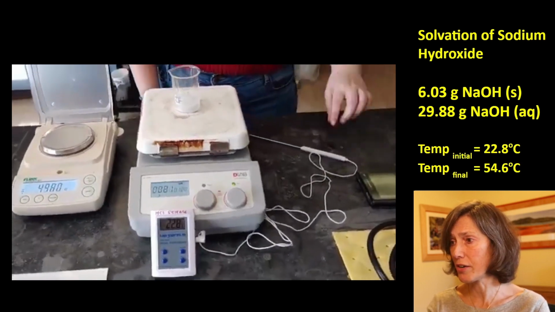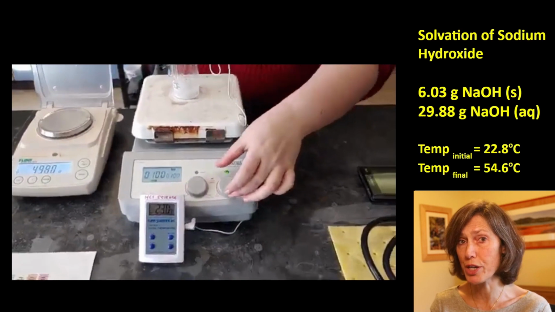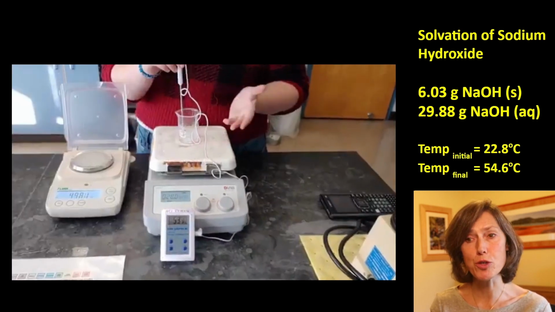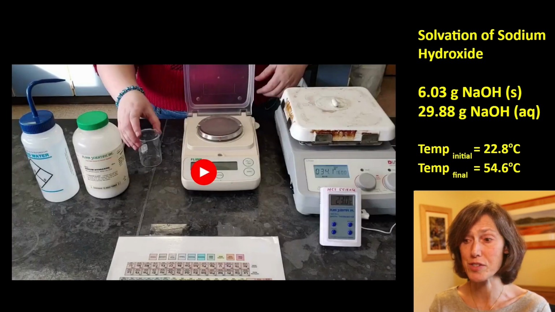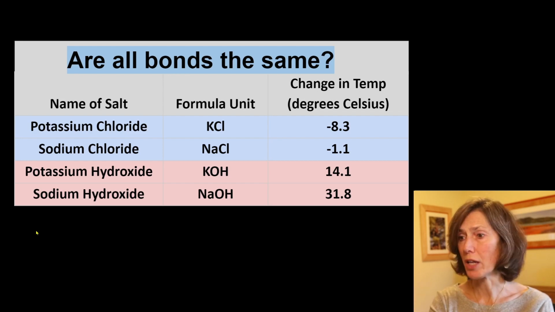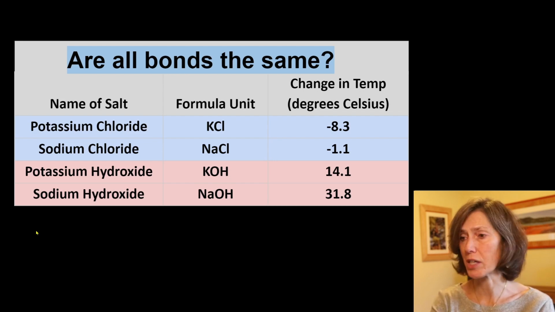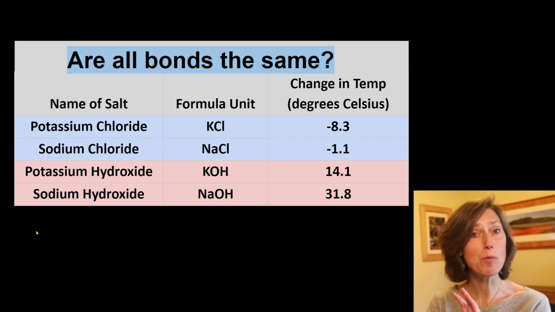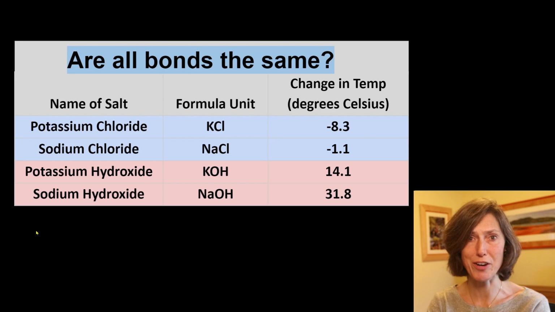What you can see here is that about 6 grams of sodium hydroxide was added to close to 30 grams total of a solution. The starting temp was 22.8 and the final temp 54.6 degrees Celsius. Recording all that data in Google Sheets allows you to easily see that for the 4 different salts, there is clearly a difference in the change in temperature in degrees Celsius. And that will allow students to answer, are all bonds the same, in a quantitative manner.